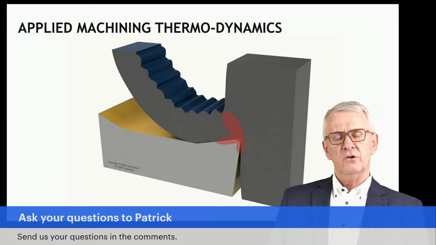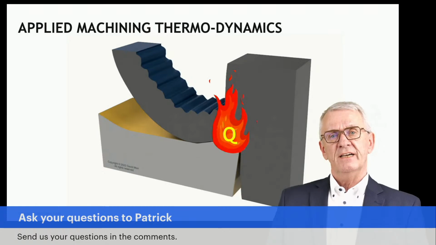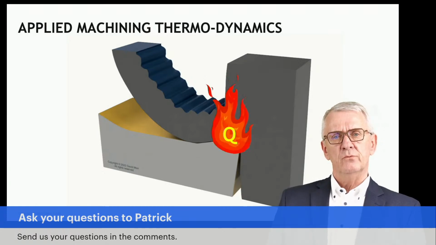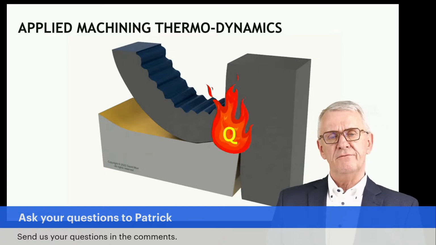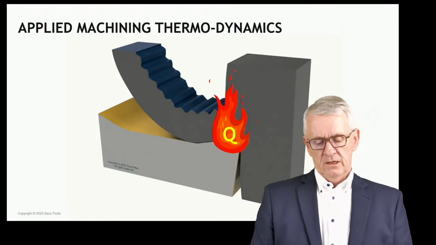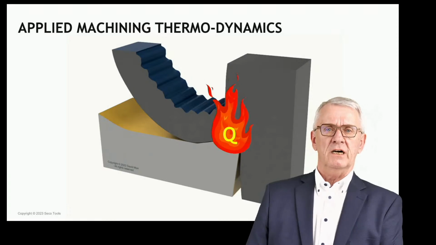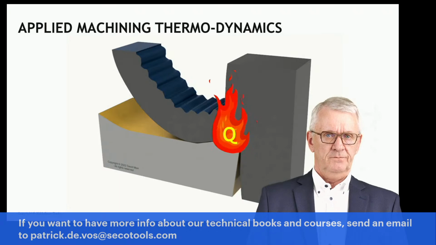Well, in those deformation zones, heat is generated. It's kind of a heat generator. And the speed with which you deform the material, and that is influenced by the cutting speed, is the main fuel for this generator. It's a very simple thing. Higher cutting speeds mean higher deformation speeds, and higher deformation speeds give you more heat generated.